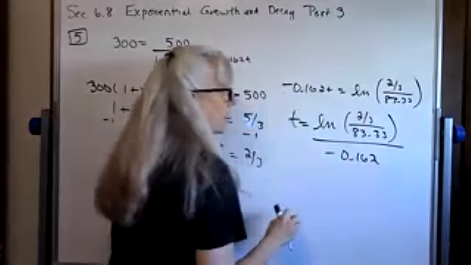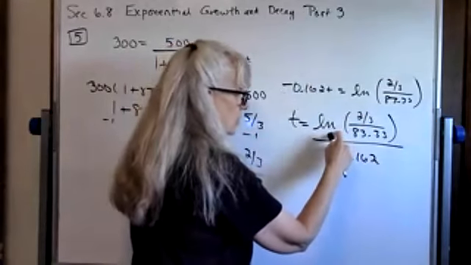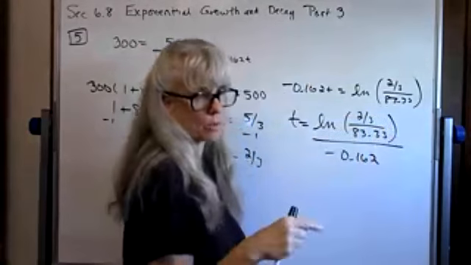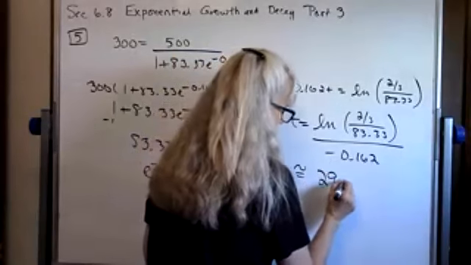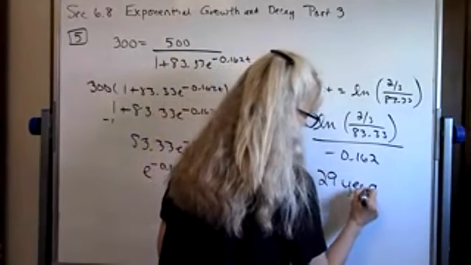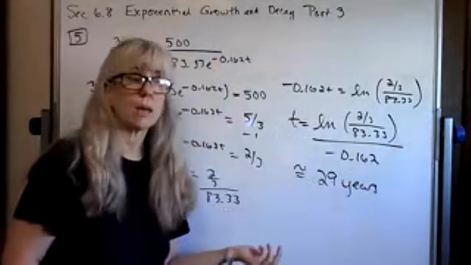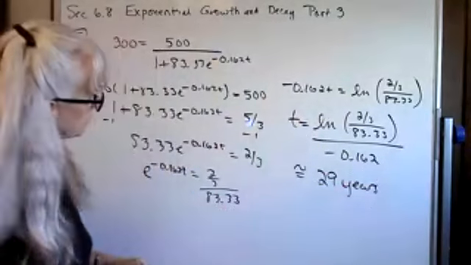So now you're going to head to the calculator. And again, you should be able to put this in just like it says. So take the natural log, start the parenthesis, so the 2 divided by 3 divided by 83.33, and then close the parenthesis, and then divide by the negative 0.162. And what you will end up with is approximately 29 years. So in 29 years, our population started with 6 is going to be at 300 eagles. So quite a bit in just 29 years.